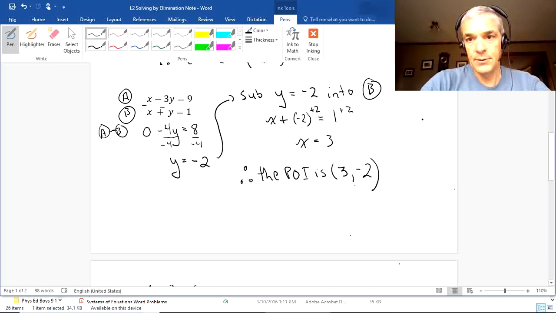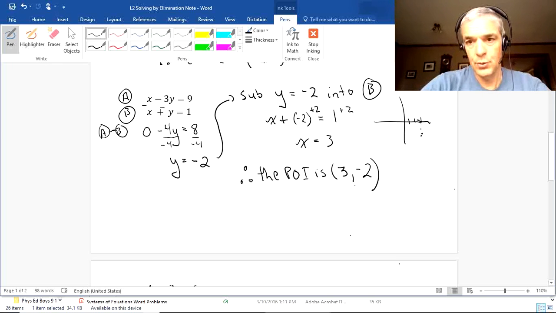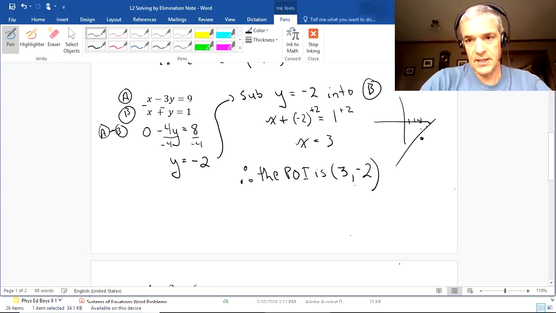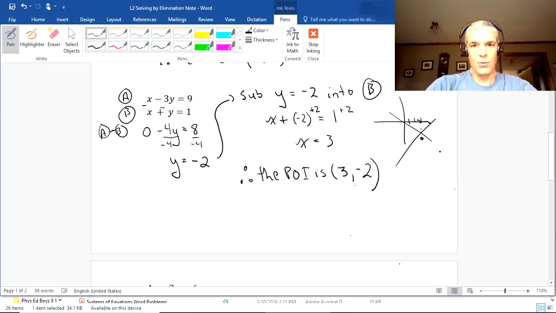And again, if I was just to visualize for a minute what it would mean if I had a graph, x would be 3, 1, 2, 3, and y would be minus 2, would be down here. And that would be where my point would be. And that would basically mean the 2 lines would kind of cross right at that point. I'm not very good at drawing my lines there, but I think you know what I mean.